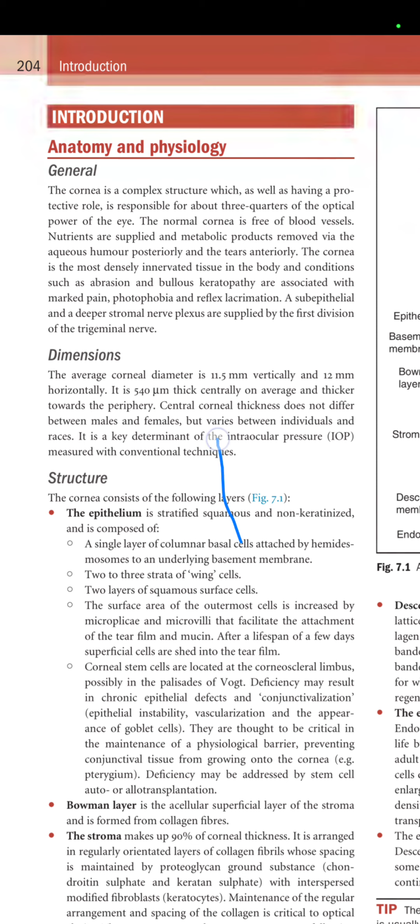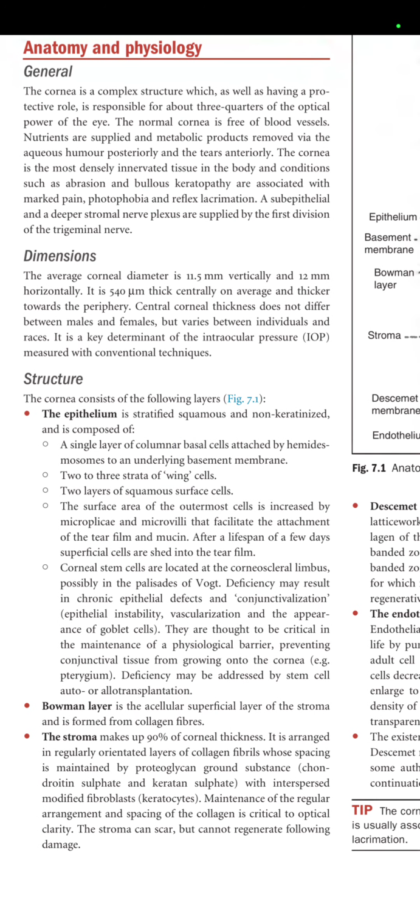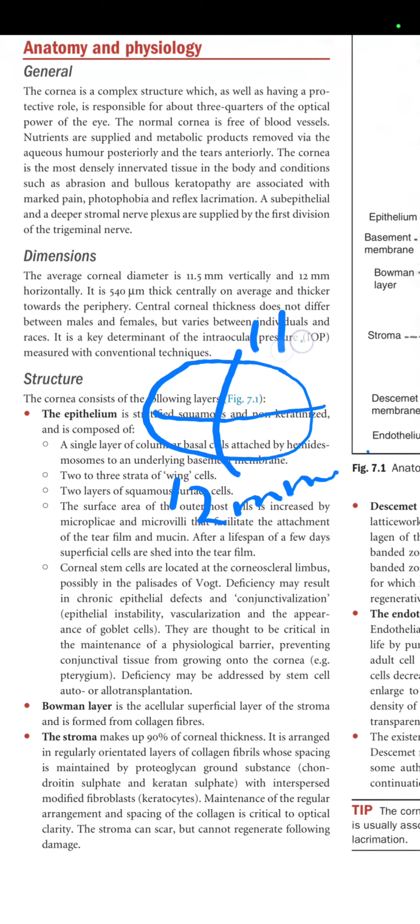So then comes the dimension. The average corneal diameter is 11.5 millimeter vertically and 12 millimeter horizontally. It means that the cornea is horizontally oval. What it means is that horizontally it is 12 millimeter, it is bigger, and vertically it is 11.5 millimeter. It is called horizontal oval.